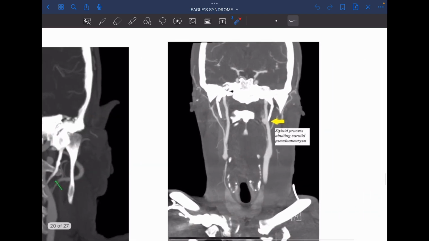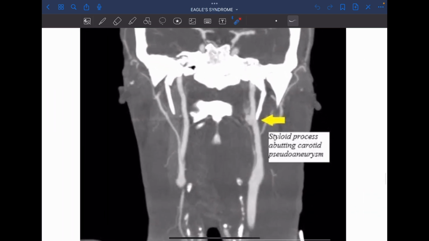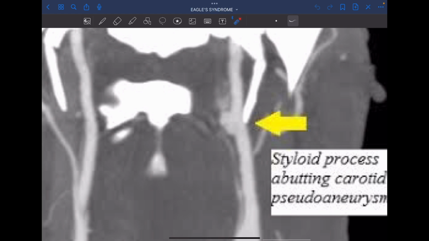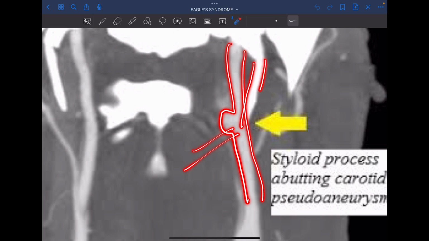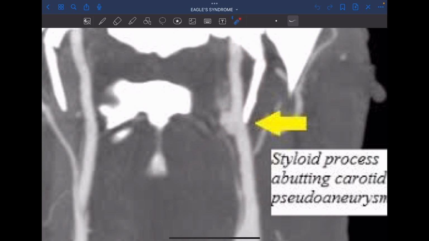So this is your elongated styloid process over here. Again same thing here, you can see this is the elongated styloid process, and you can see how it is impinging upon the carotid artery, causing a pseudoaneurysm. It is basically irritating the carotid artery or impinging upon it, leading to aneurysm. Here you can see the localized dilatation of the carotid because of this impingement of the styloid process onto the carotid artery.